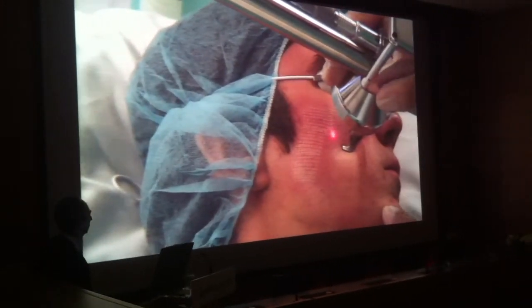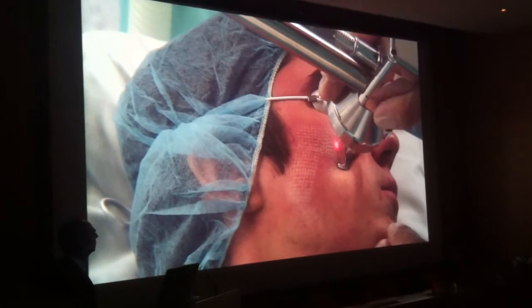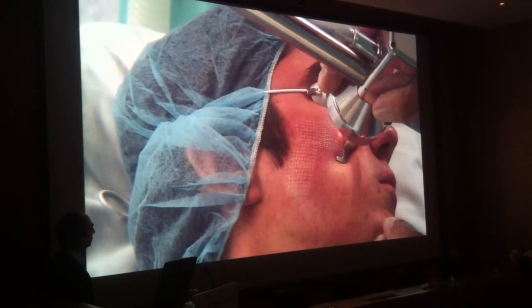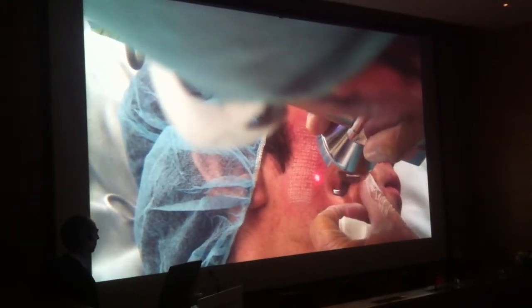And you can hear probably that the noise is stronger. This ablation depth is much higher, is double, and still the treatment is bearable. Okay?